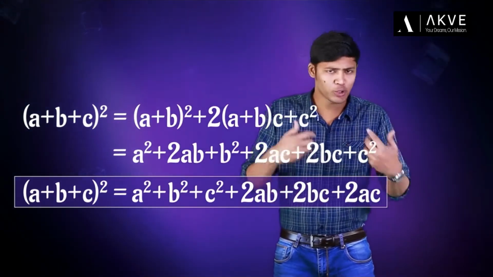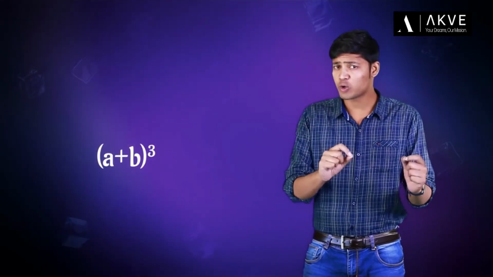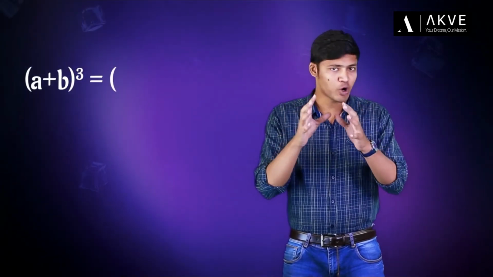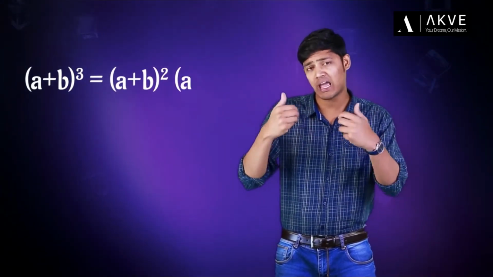Now, let's move on to the next identity. Again, this time we will consider (a + b)² and we will replace 2 by 3. So, (a + b)³. Now, we know that (a + b)³ is nothing but (a + b)² multiplied by (a + b).